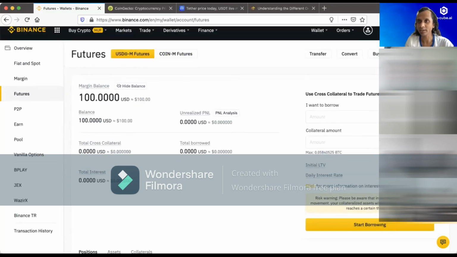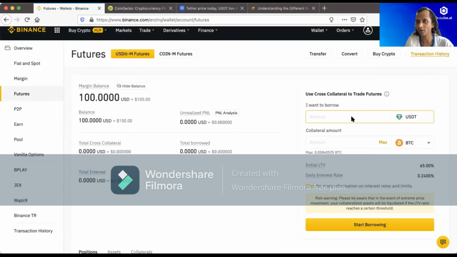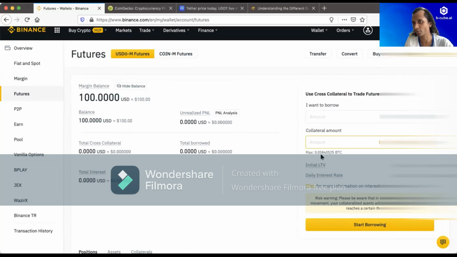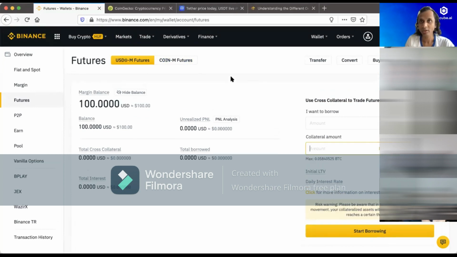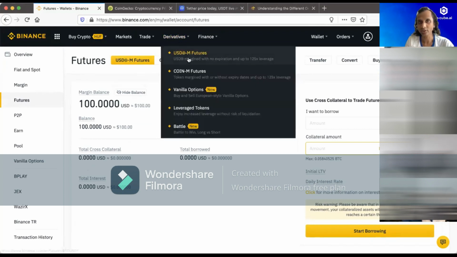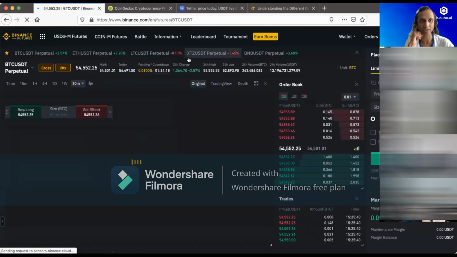And if you want something else, of course you can borrow. For example, you can take 0.05 bitcoins, put it here, and you can borrow USDT. It's like you're taking a loan from your BTC to USDT for trading purposes. So now you understand the difference between USDT-M futures and coin-M futures. So go here for the USDT thing.